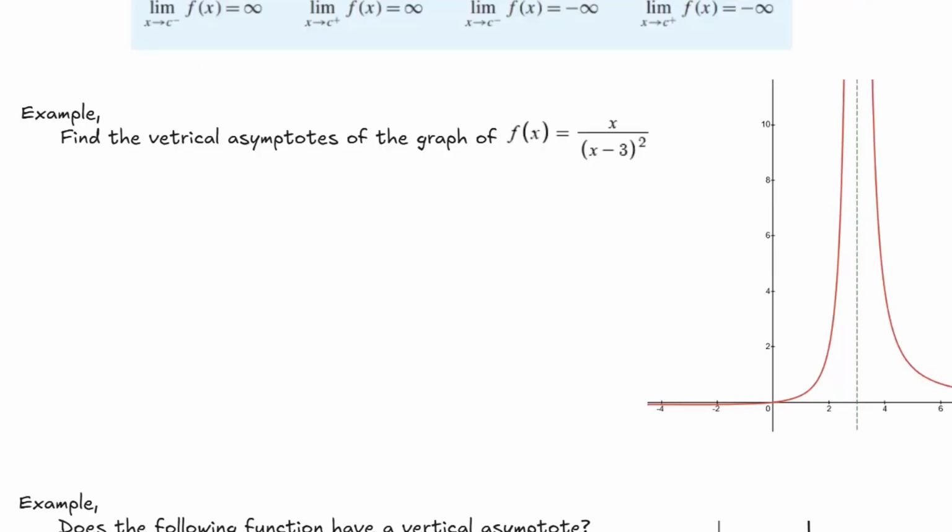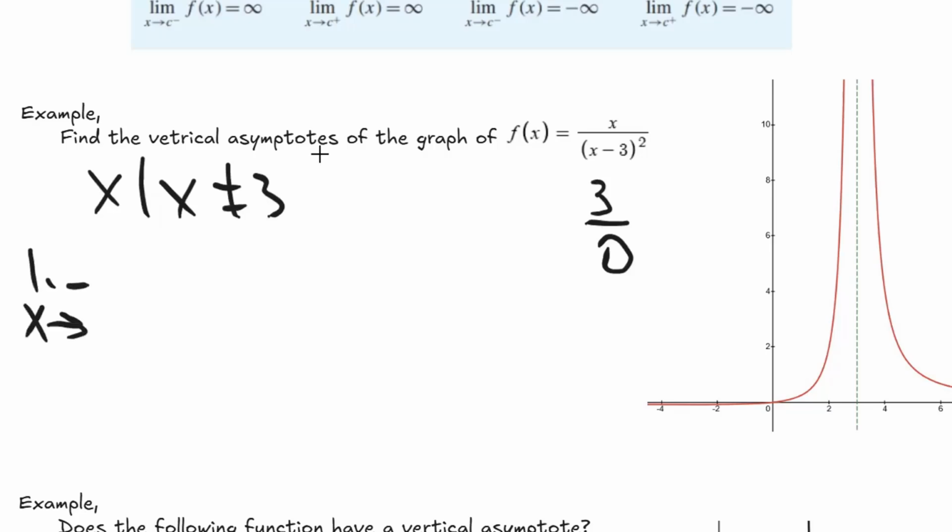In this example, we want to find the vertical asymptotes of the graph of f equals x over (x minus 3) squared. Now the domain of this function is x such that x is not equal to 3, because x equaling 3 will produce 0 in the denominator, and you have that situation where you have a number over 0. We want to take the limit as x approaches 3 from the left of the function. This suggests it has a vertical asymptote at x equals 3.